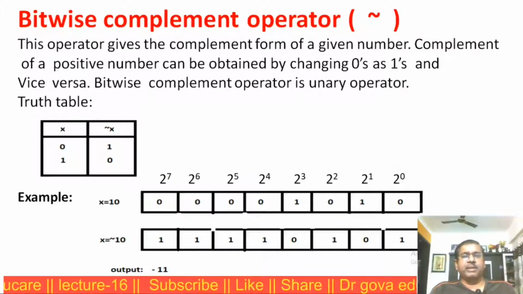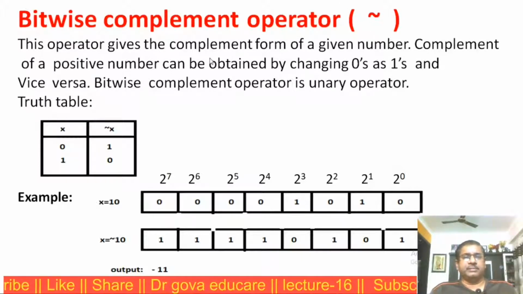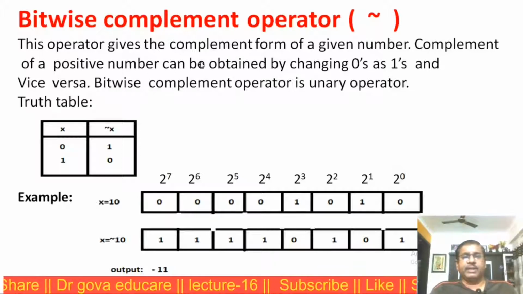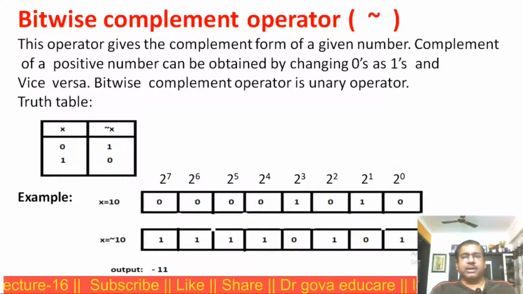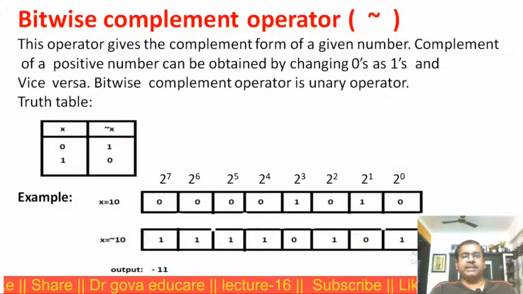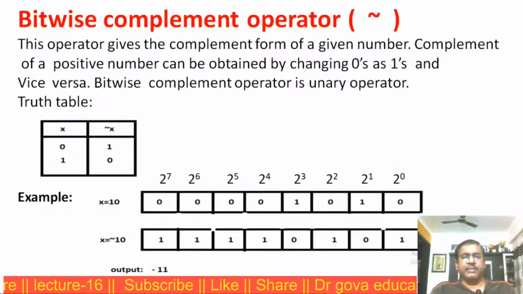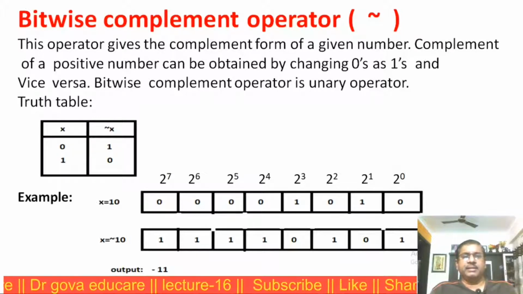Bitwise complement operator, use tilde symbol. This operator gives the complement of a given number. Complement of a positive number can be obtained by changing zeros as ones and vice versa. The bitwise complement operator is a unary operator. The bitwise operator is also the ones complement of the given binary number.